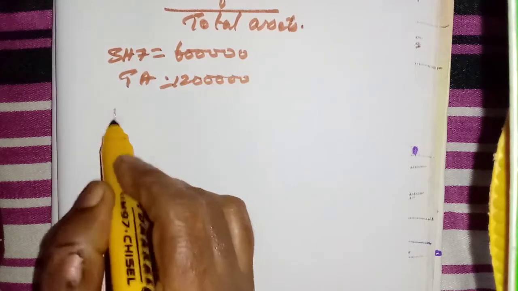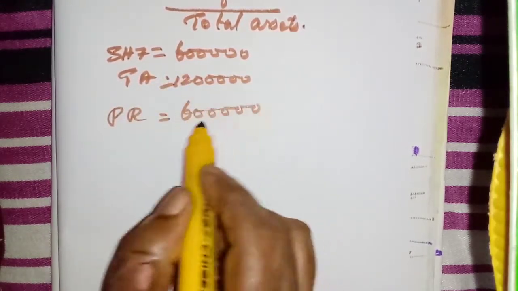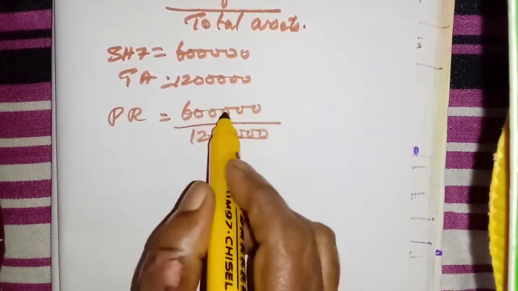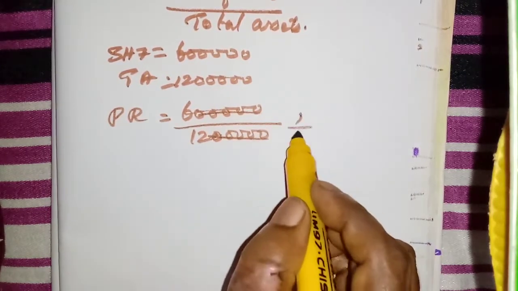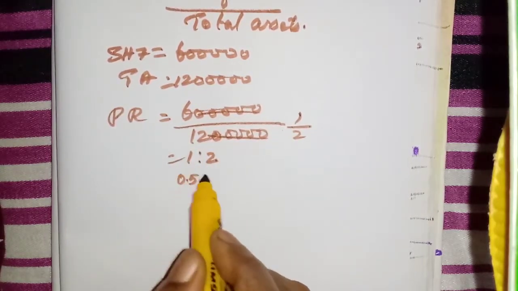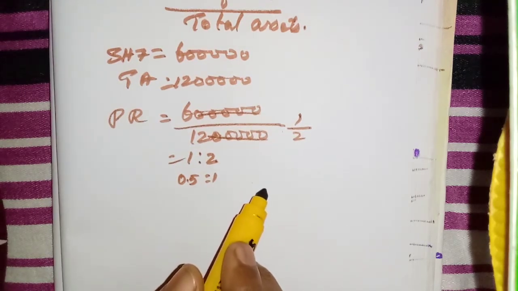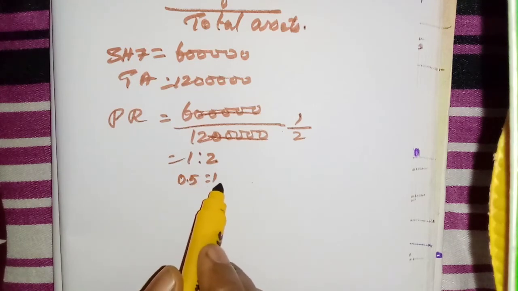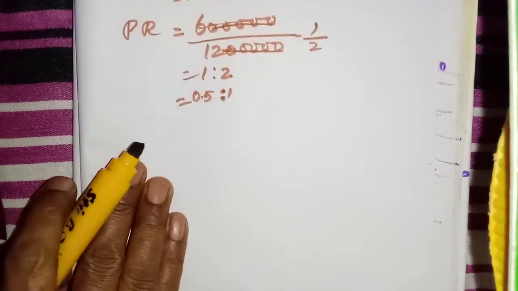Okay, now proprietary ratio. Here shareholders funds 6 lakh, this one 12 lakh. Okay, 6 by 12, so 1 by 2. So 1 is to 2, or you can write 0.5 is to 1. You can simplify and write for 1. Okay, the proprietary ratio.